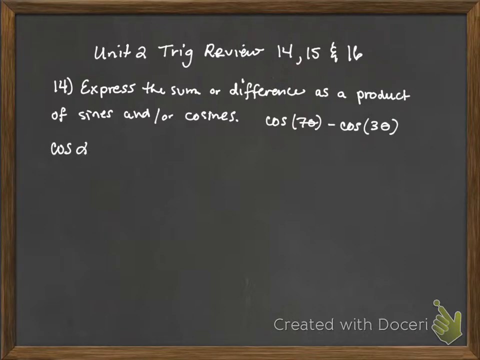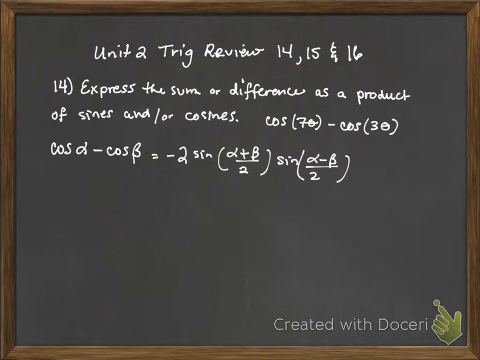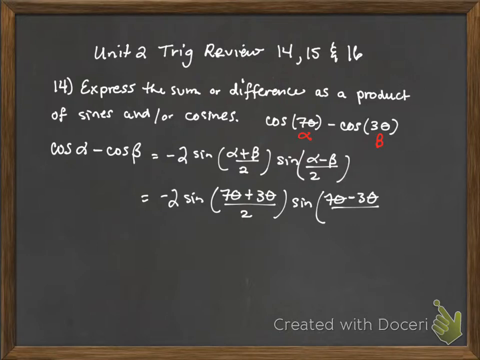And it says cosine alpha minus cosine beta equals negative 2 sine alpha plus beta over 2 times sine alpha minus beta over 2. So all we're going to do is plug in the values. So negative 2 sine, alpha is going to be 7 theta and beta is going to be 3 theta. So alpha, once again, was 7 theta plus beta, which is 3 theta, all over 2, times sine alpha, which is 7 theta, minus 3 theta, all over 2.